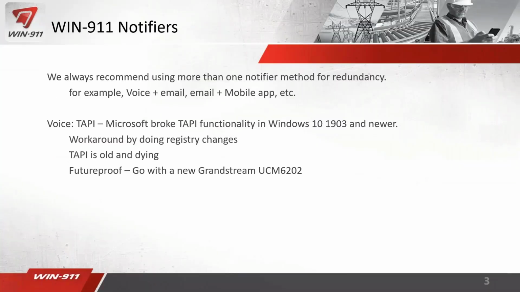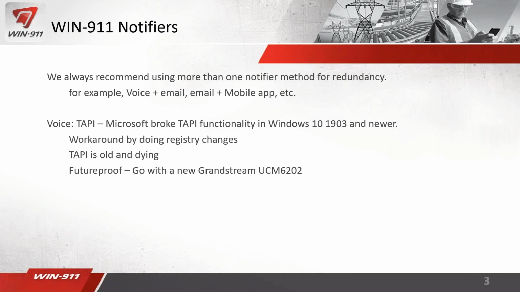All right, so the background on this, first of all, we always recommend using more than one notifier method for redundancy, right? You don't want to have a single point of failure with just voice or just the mobile app. You want to have at least more than one, ideally a few. So your options there are the voice calls, email, SMS, and mobile. If you're not aware of our mobile app, we have a lot of information, webinars, videos on the new mobile app. That's a game changer, very good option moving forward.